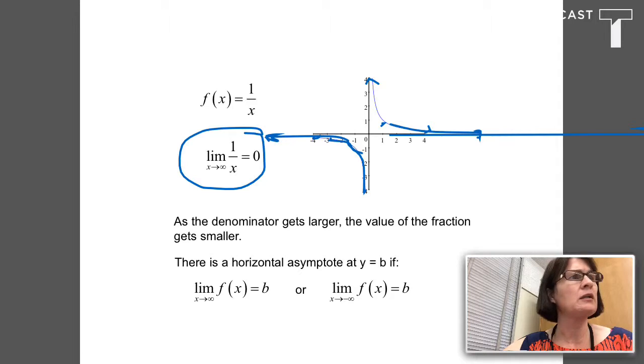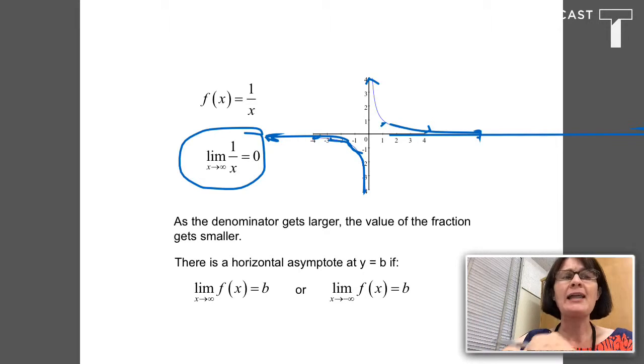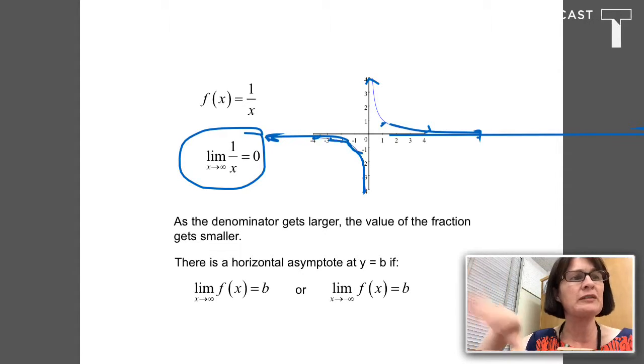Stop the video for a second and fill in the next picture on your table. You can use your calculator graph, or you can make a table of values, and see if you can make a picture and think about the behavior of the function as x approaches positive infinity and as x approaches negative infinity.